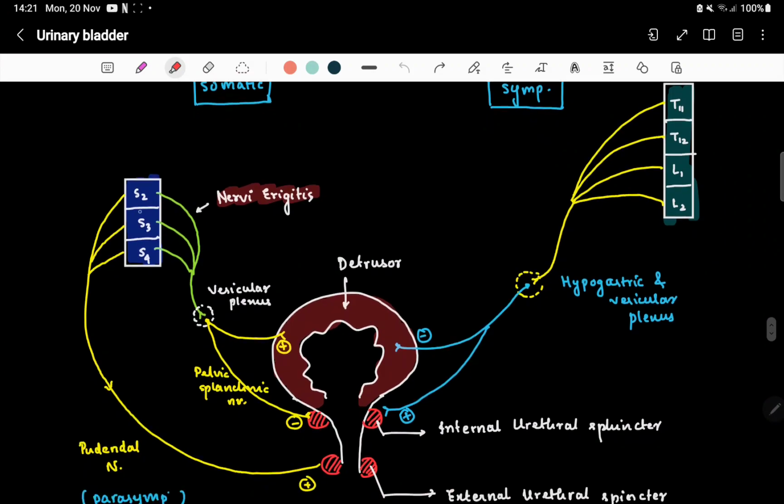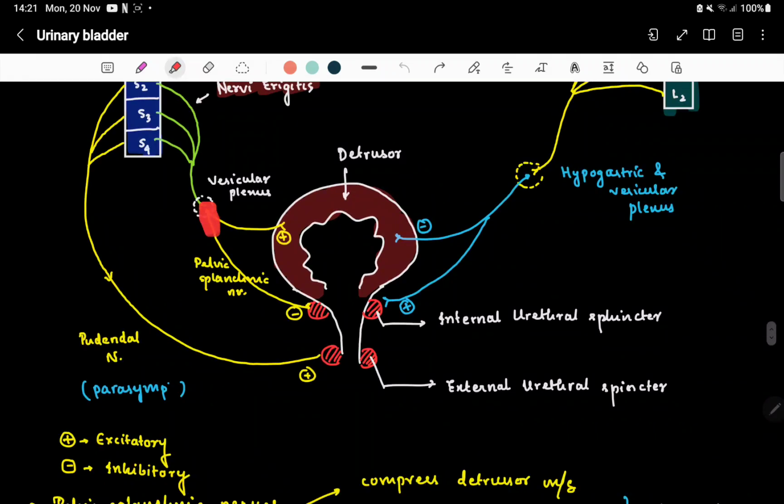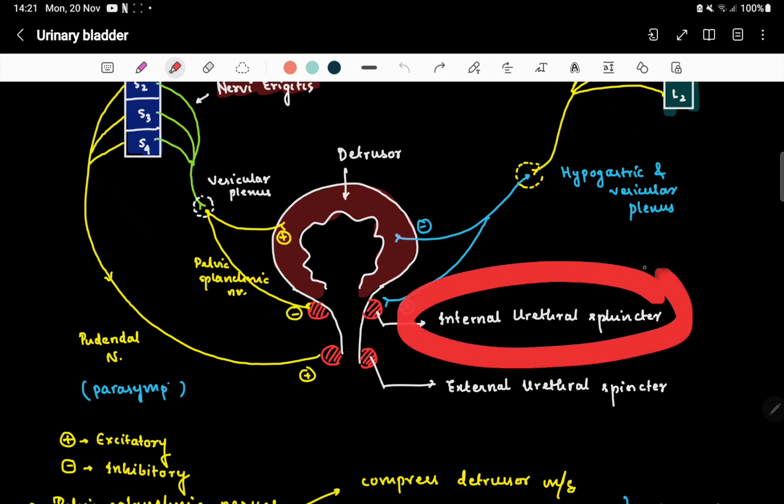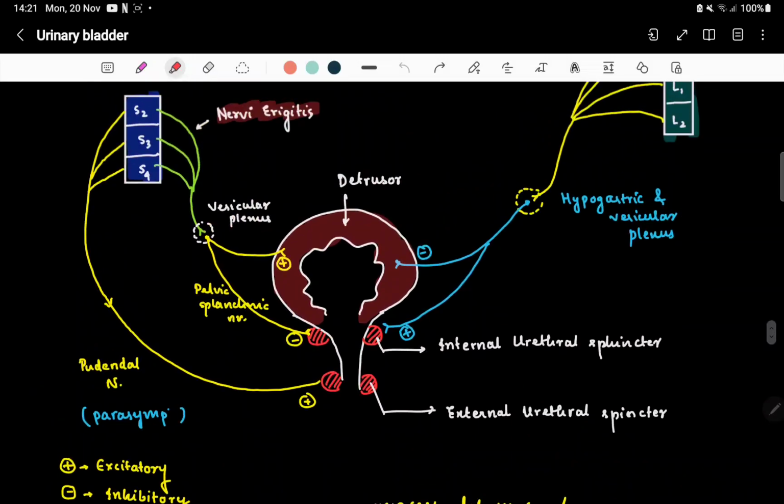So the parasympathetic supply comes from the S2 to S3 level, from which your nervi erigentes originate and relay into your vesicular plexus. From this vesicular plexus, your pelvic splanchnic nerves, okay, are stimulating your detrusor muscles, and are also inhibiting the internal urethral sphincter, okay. Inhibiting the internal urethral sphincter means these pelvic splanchnic nerves are generally causing your micturition to occur.